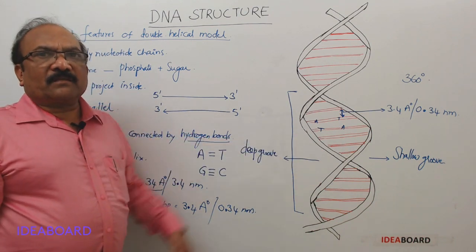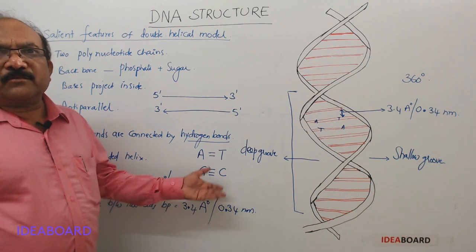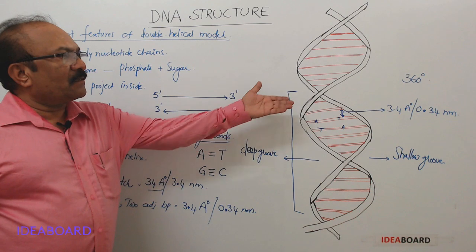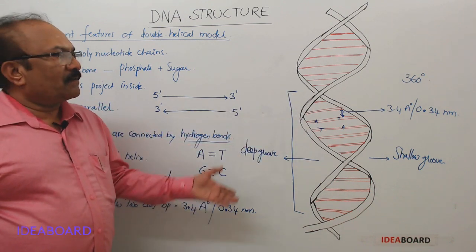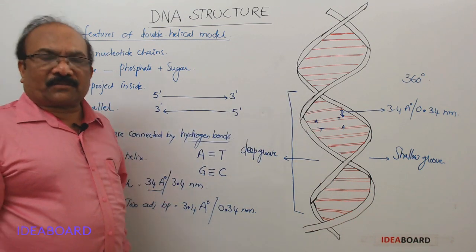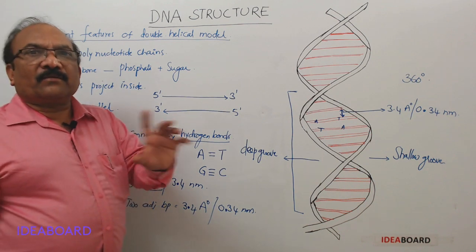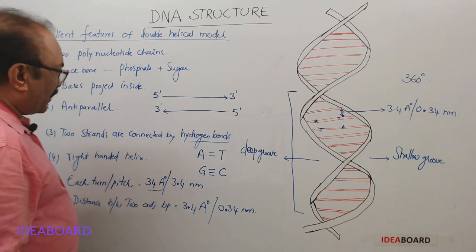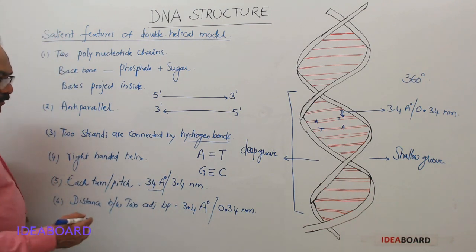And you have to remember these values in both units, angstrom units as well as nanometer units, because in the examination they may ask in angstrom units or they may ask the question in nanometers. That's why you have to remember them in both ways. Okay.